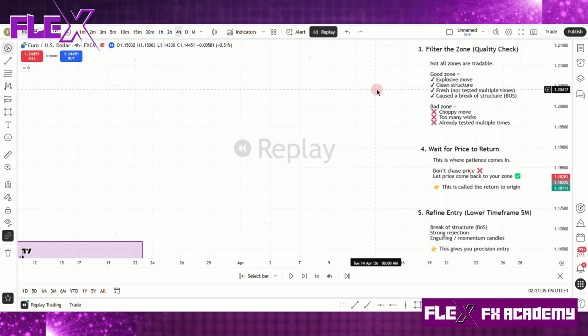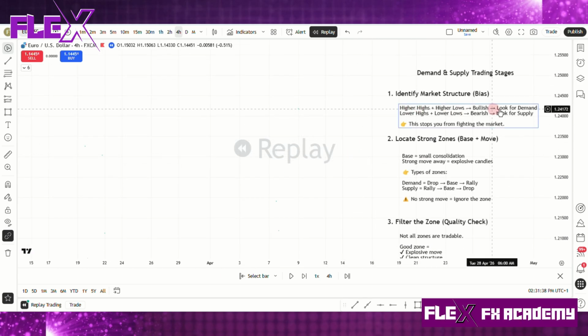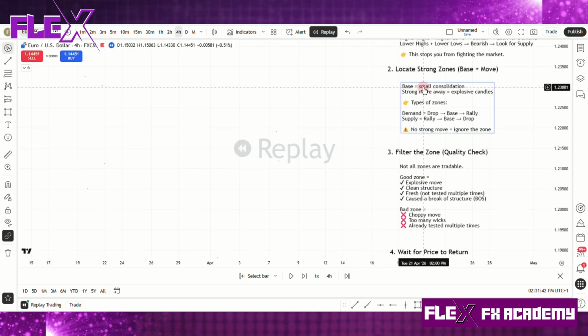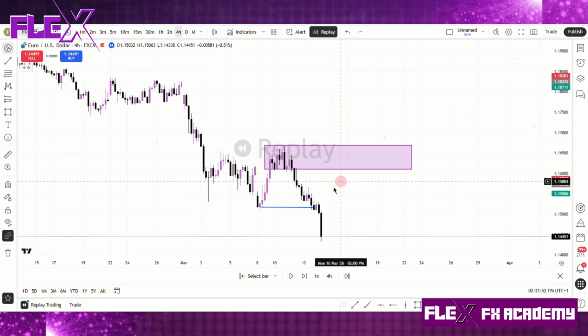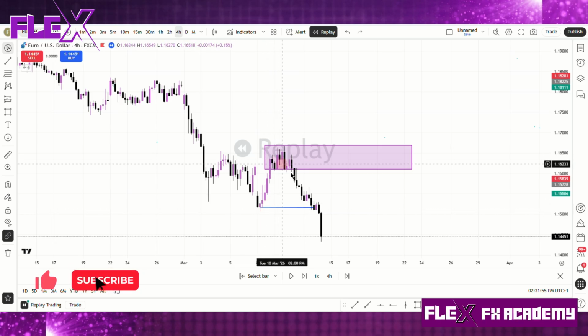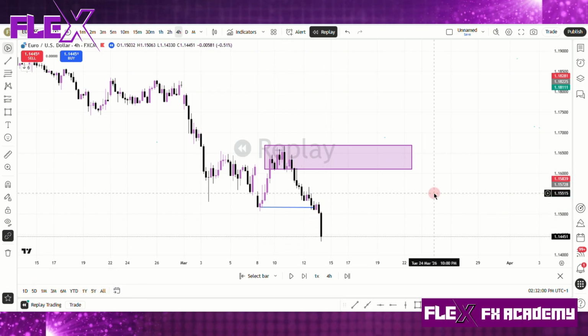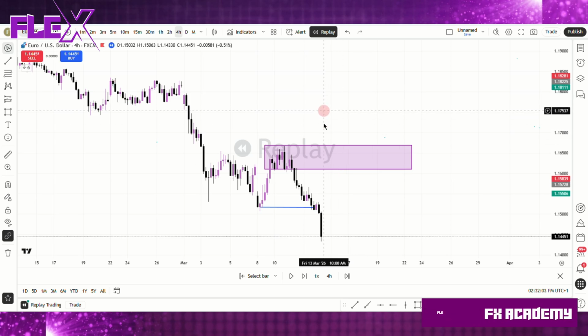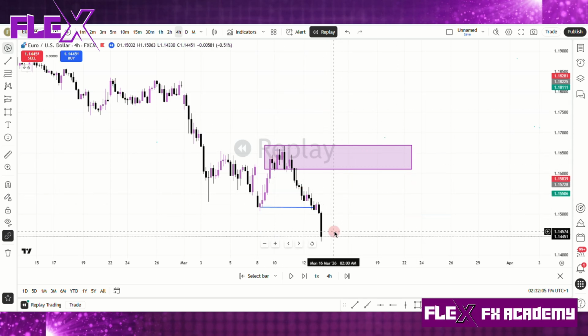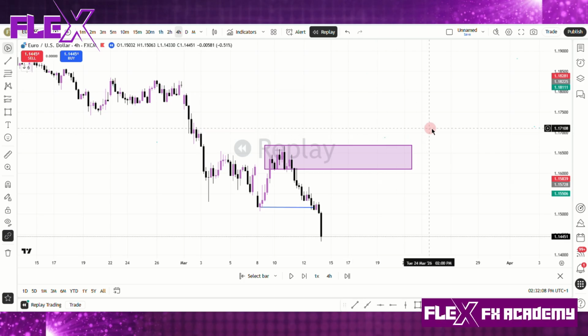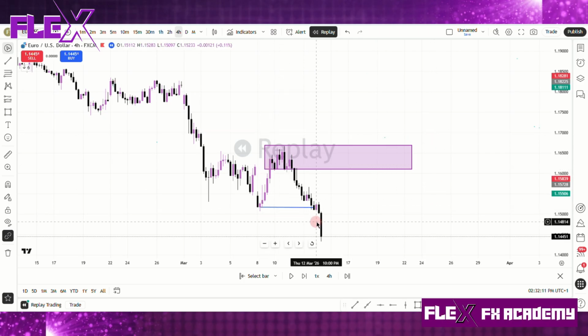If we go to our steps, you can see here that I've determined my bias. The next step, I marked my zone. Here what we're having is a rally base drop. This is a rally, this is a base, and this is a drop. If you remember what I said earlier, for a bearish trend you should be looking for a rally base drop, or a drop base drop. So this is a rally base drop, a very valuable zone for that matter. This is my break of structure.